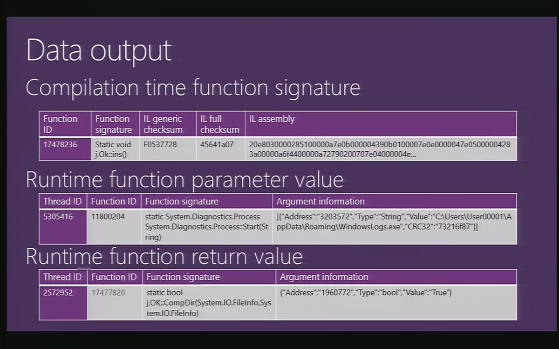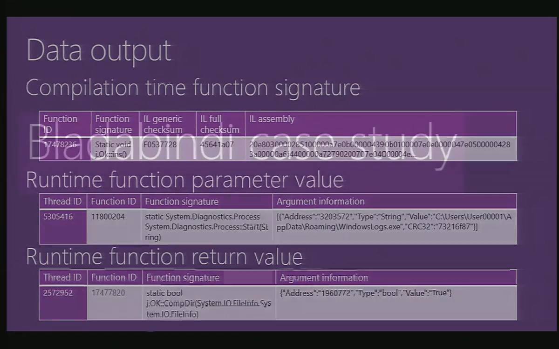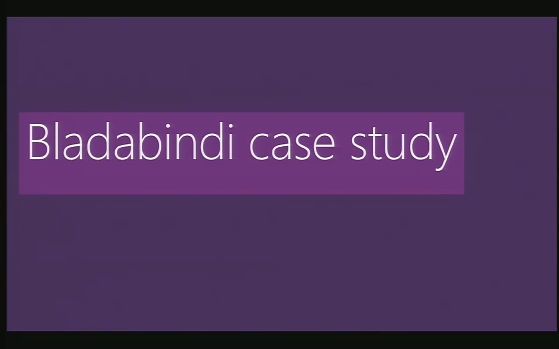And here is the data output of my method. As we can see here, we get the function signature, the function generic checksum, and full checksum and IR assembly, as well as its argument information and its return value information. And that's all about my implementation for .NET malware.